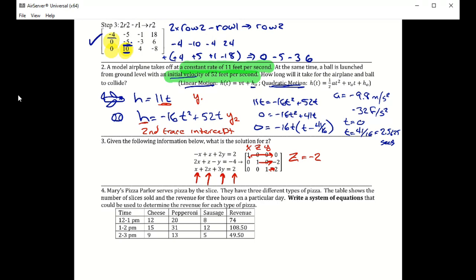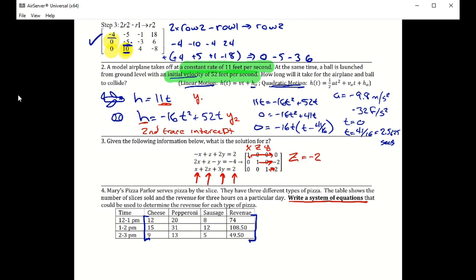All right, number 4. Be careful with this one. It's not asking us to solve. It's asking us to write a system of equations. So that's all we're going to do. And the nice thing is we have this table. This table is our augmented matrix in disguise. It's like an Autobot.